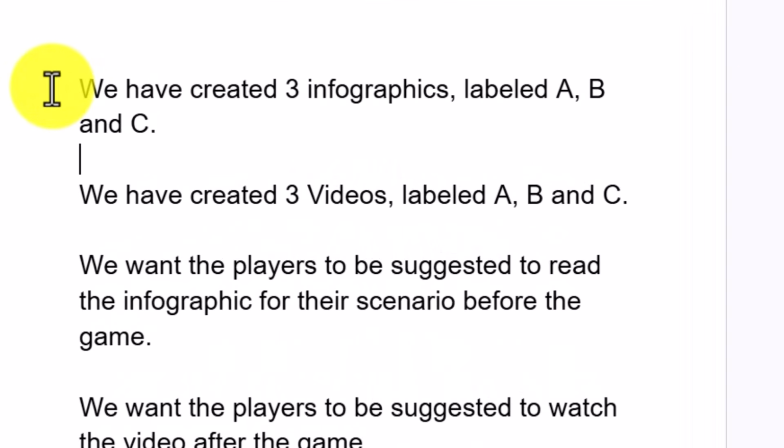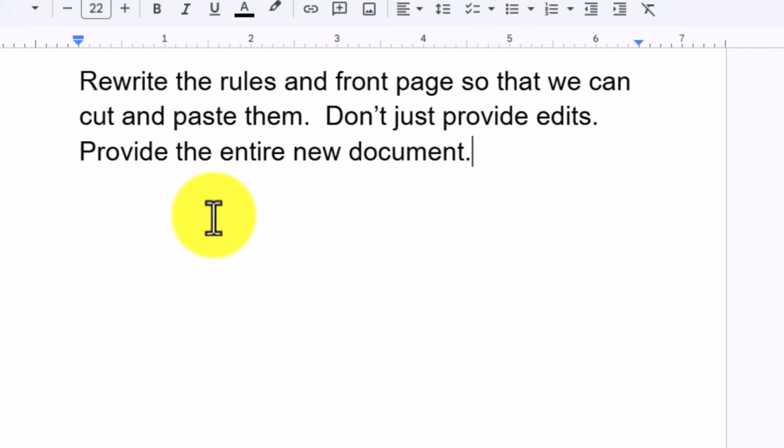Basically, we're going to suggest that the rules and front page be rewritten slightly according to this scenario and according to the naming convention that we have given the infographics and the videos. So we want Gemini now to rewrite the rules and the front page so we can cut and paste them. We don't want to have edits. We want Gemini to provide us the entire new document. So we're going to upload our screenshot and place in this prompt to Gemini.